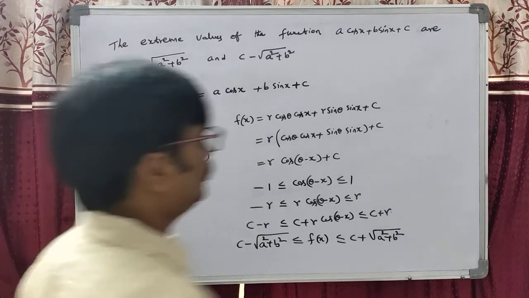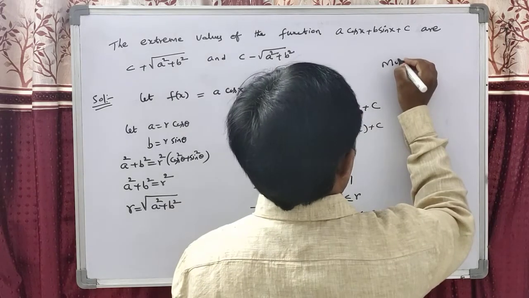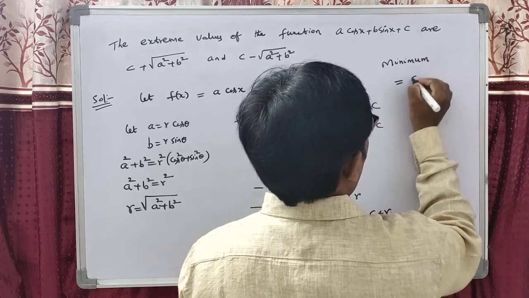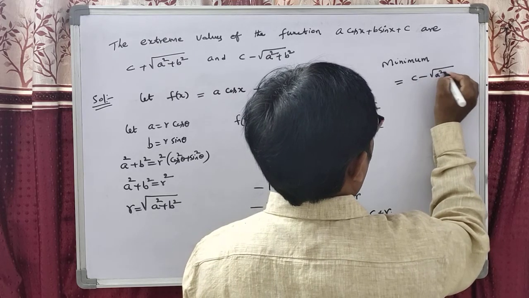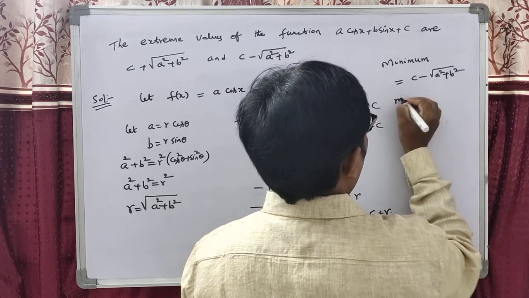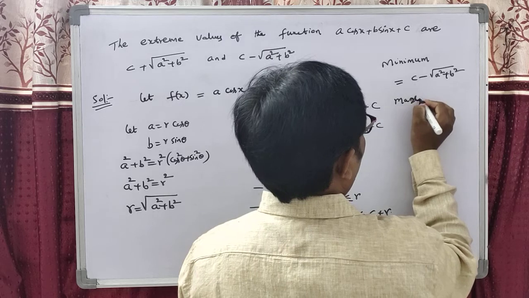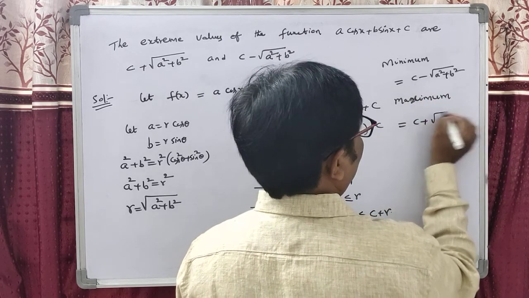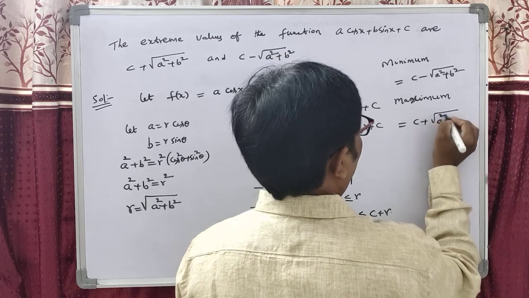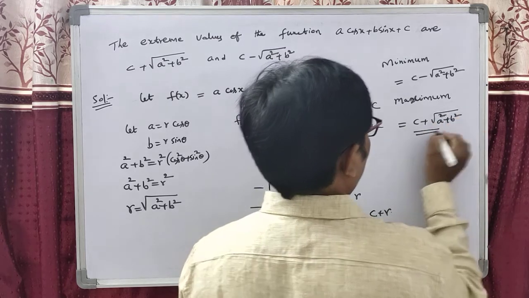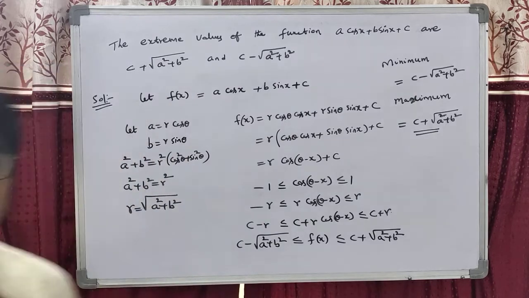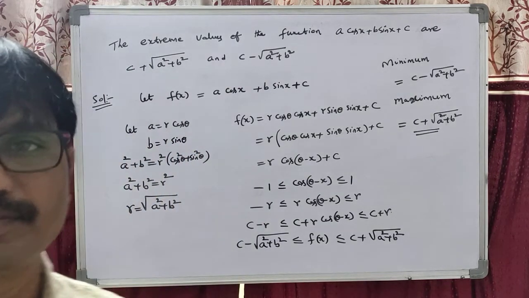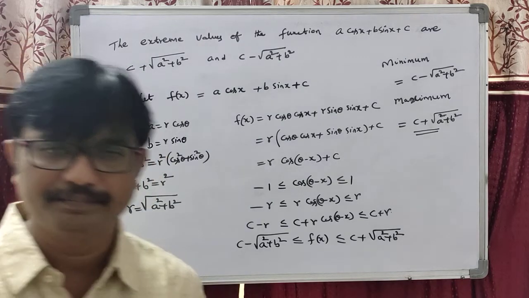Extreme value means minimum and maximum values. The minimum value is c minus root of a square plus b square. The maximum value, dear students, is c plus root of a square plus b square. Write down students, these are the minimum and maximum values of a cos x plus b sin x plus c.